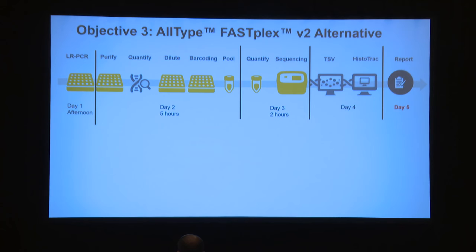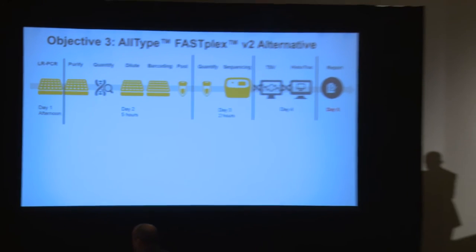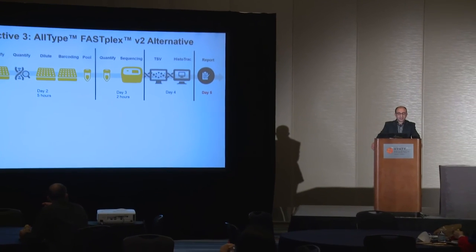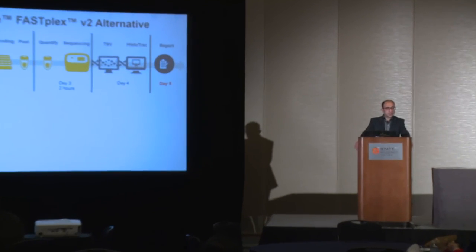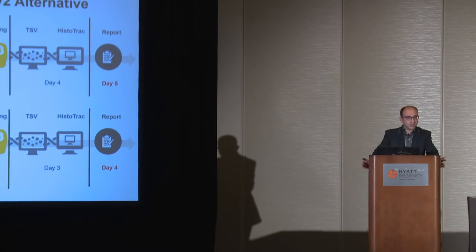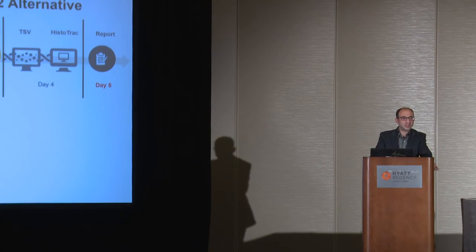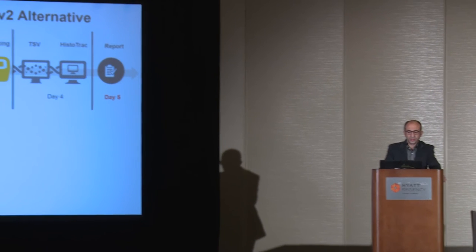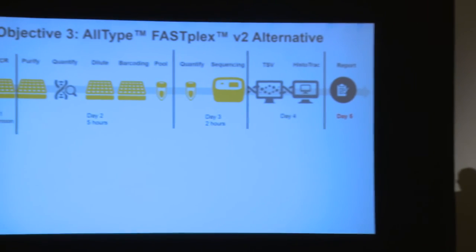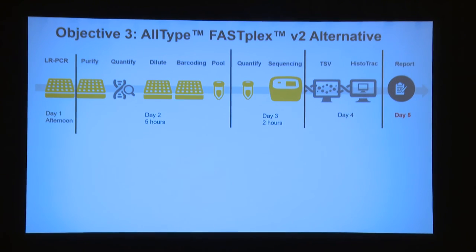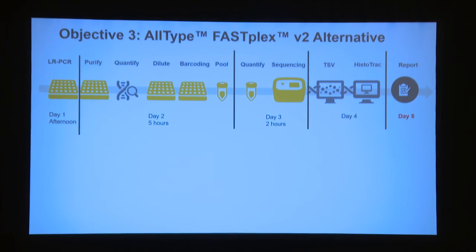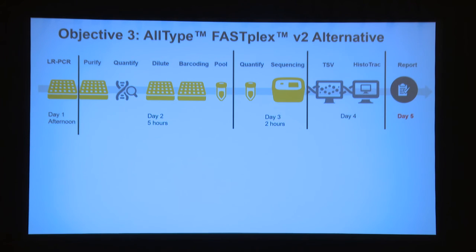Although One Lambda used to recommend that we can do it in one day, we found that by the end of the day our technologists get exhausted, and the last step has a lot of calculations, so we decided to move it to the next day, an extra 2 hours, but you can guarantee a better result. And then in day 4, you do the analysis on the TSV, and then interfacing it with HistoTrack, and by day 5, you can start reporting. So it's a 5 days turnaround time.